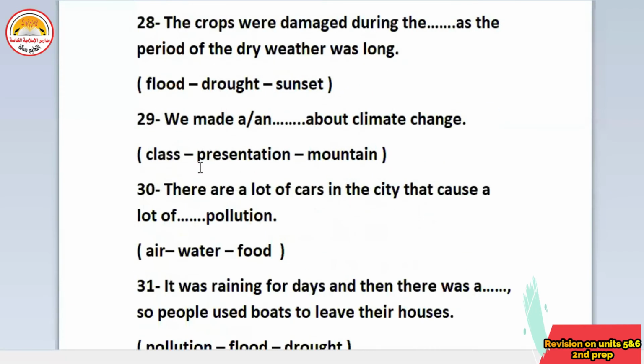Number 29. Who can answer? Yusuf Od. We made about climate change.